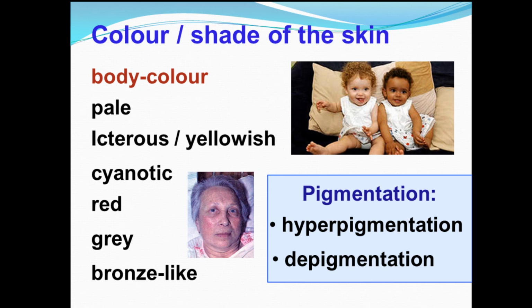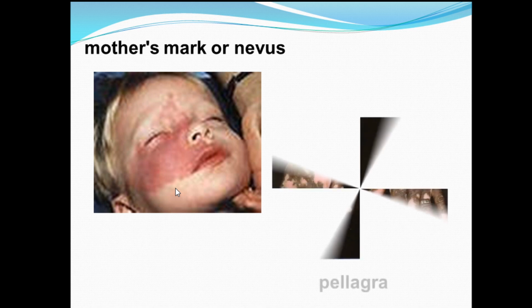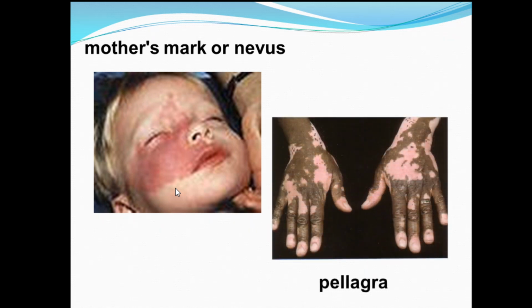If you reveal any pathology, you will obligatorily show its size, location, and intensity. For example, you see hyperpigmentation on the face of a patient, which you assess as a mother's mark or nevus. And opposite, local hypopigmentation, which is characteristic for a specific disease, pellagra.